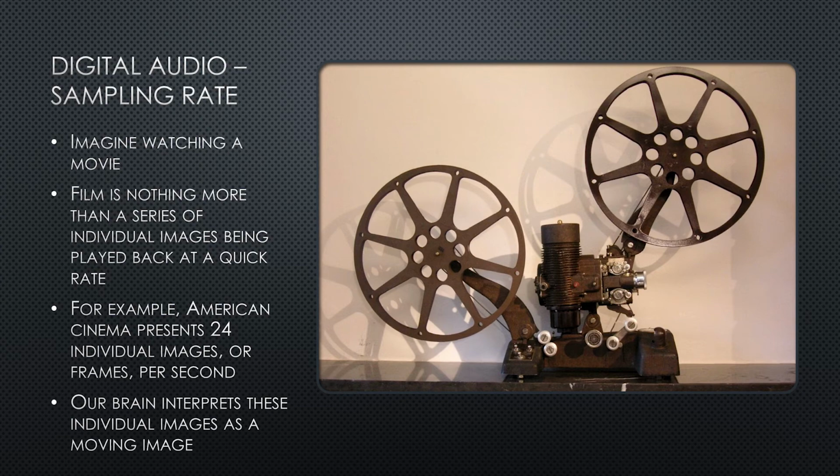Our brain interprets these individual images as a moving image. So if we have enough images presented to our eye quickly enough, we will see it as a real moving object. We will see things in motion. We need about 15 frames per second.